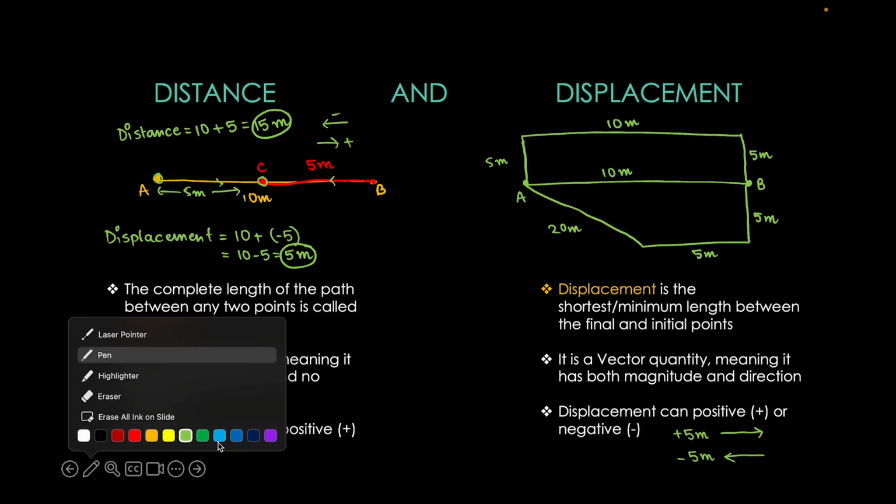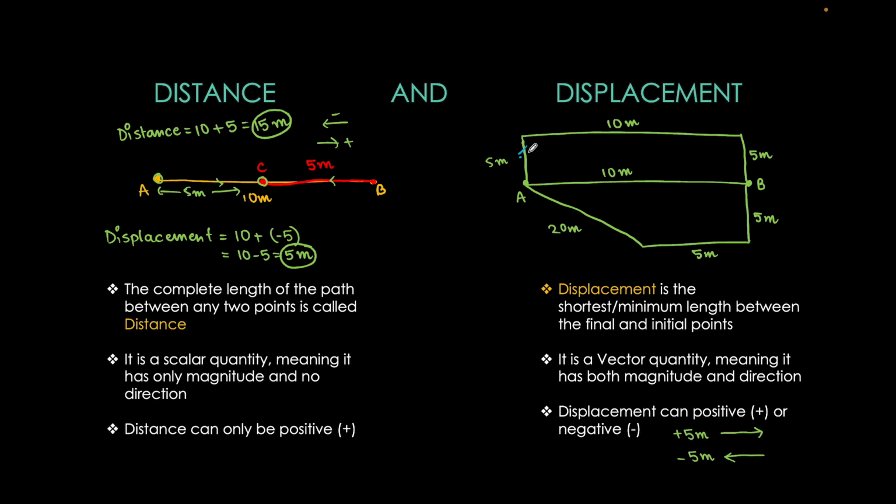Now, if we consider the first person who takes this path, what is the total distance traveled by this person? Distance traveled is, as I told you, the total path length taken by the person. So it will be 5 meter plus 10 meter plus 5 meter, which is 20 meter. What is the path length or the distance traveled by this other person? It will be 20 meter plus 5 meter plus 5 meter, which is 30 meter. And what is the distance traveled by this person? It is just 10 meter, right?